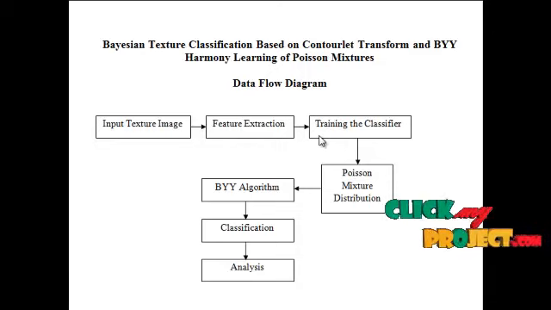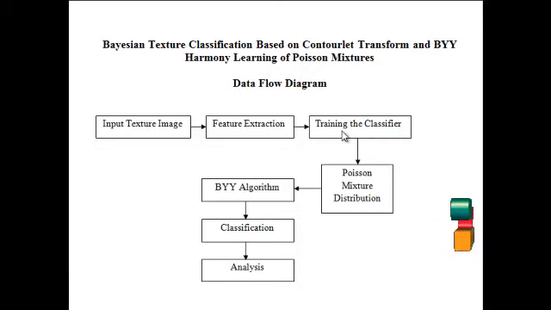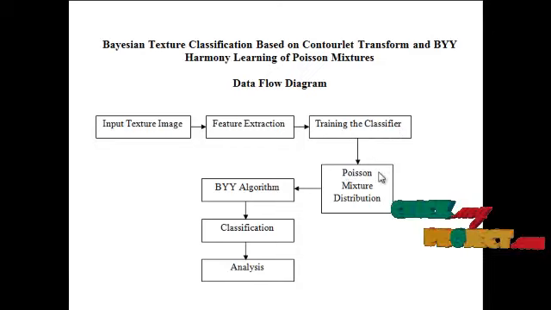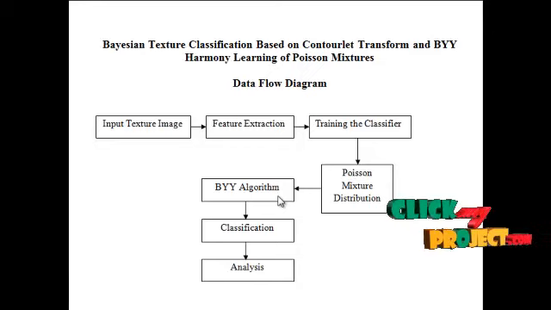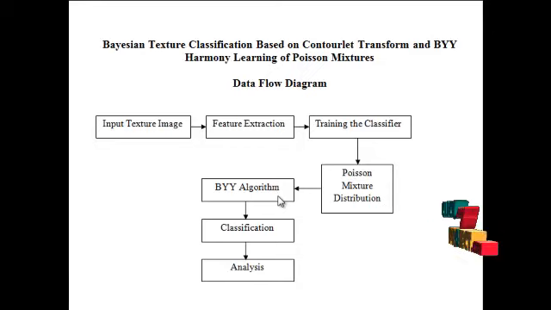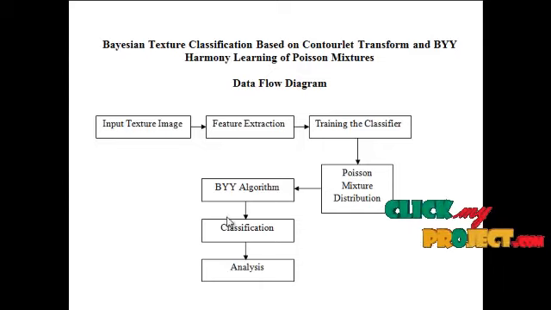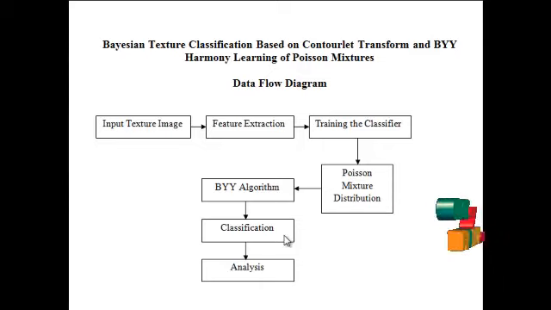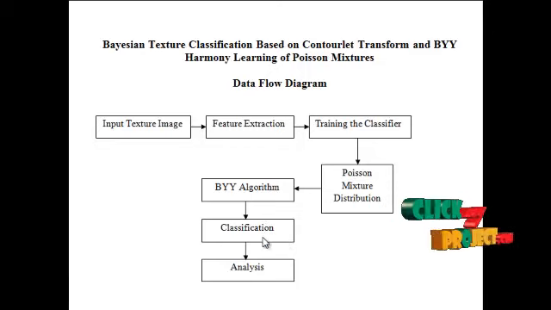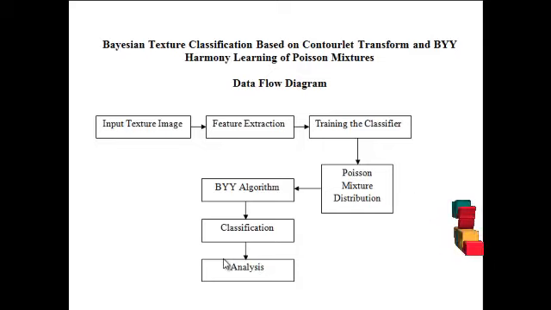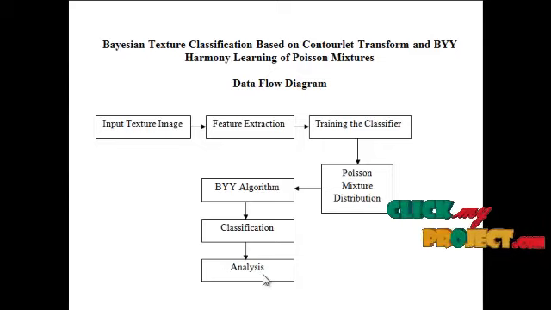The classifier is a Bayesian classifier, and you have to reduce the dimension of the features using Poisson mixture distribution, and then subject the output to the BYY harmony algorithm, and the learned part of the algorithm will let you decide the texture output depending upon the classification. So the texture variety can be determined using this classification block, and further you can analyze the texture images with the true labels, and the classification accuracy can be shown in this analysis block.